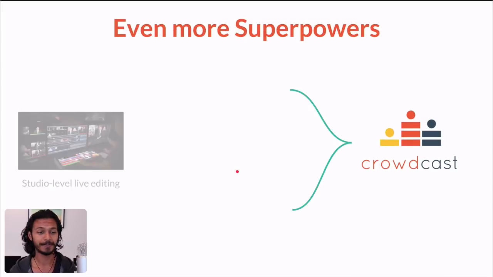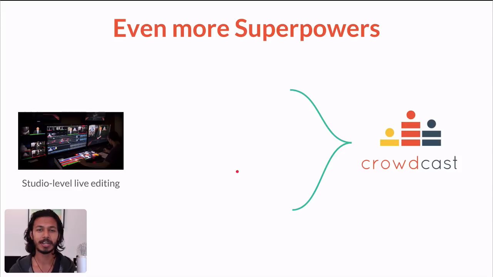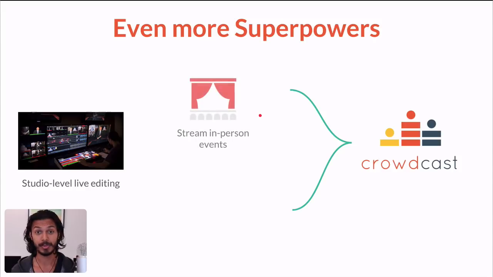There's even more superpowers. It plugs into professional, live editing tools. In this example here, it's a TriCaster that a lot of folks use for in-person events, which brings me to my next point. You can stream in-person events. So all the gear that professional AV producers use, Crowdcast can now directly integrate with.